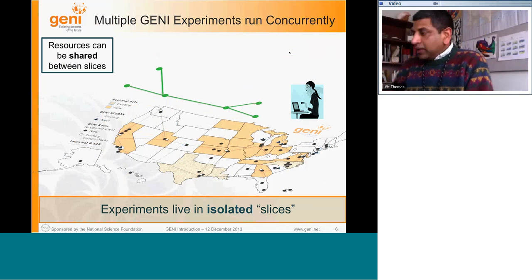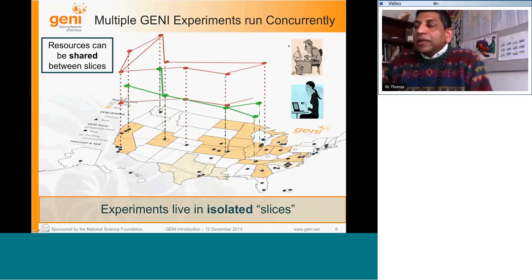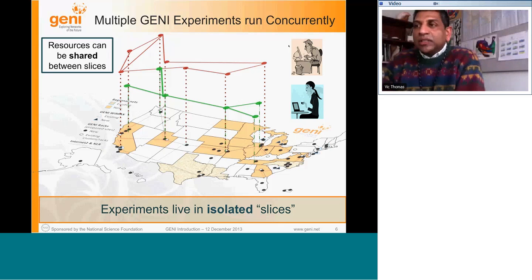So if you have multiple experimenters, here we have two experimenters running experiments. Each has his or her own slice. Their experiments live within the slice, and they use the resources within the slice. Slicing is what makes it possible for them to share resources. So for example, a physical compute node might have multiple virtual machines running on it. Some virtual machines might belong to the red slice, and some might belong to the green slice, and is available to the experiments running in those slices. So slicing is a key concept.